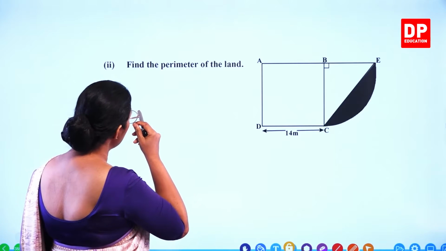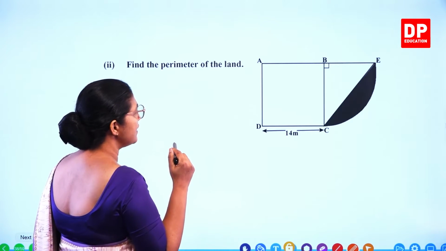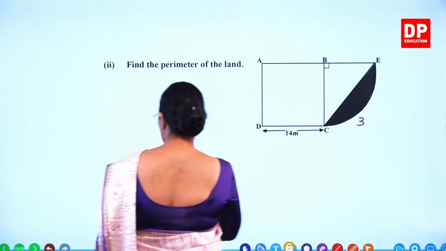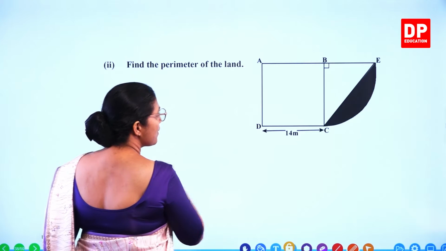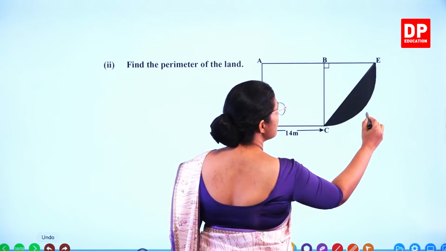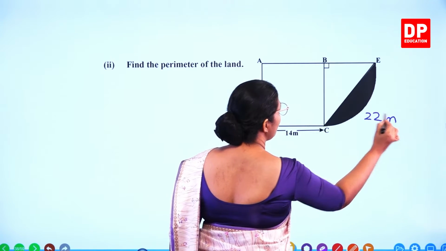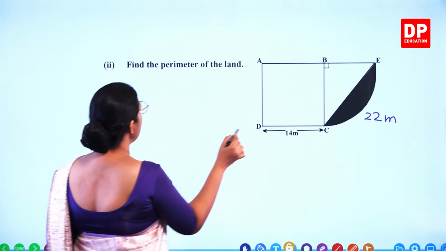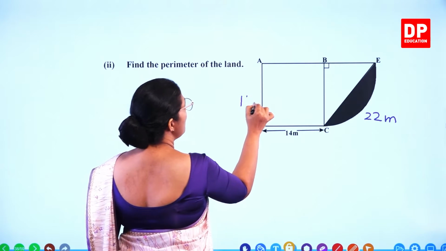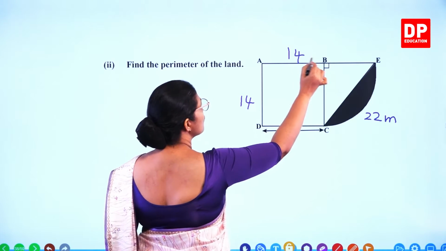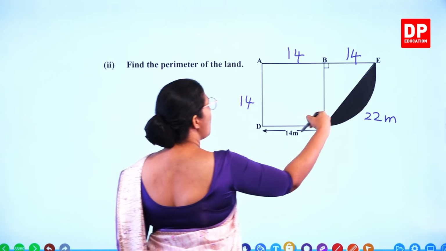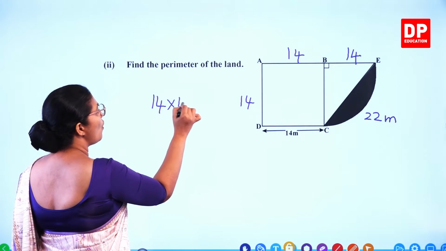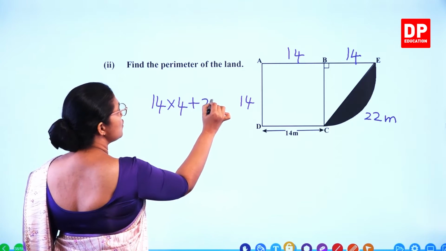So let's do the second part. Find the perimeter of the land. So we found this arc length is 22. And what's the perimeter? You have to add. How many 14s are there? This is also 14. This is also 14. 1, 2, 3, 4. 14 times 4 plus 22.